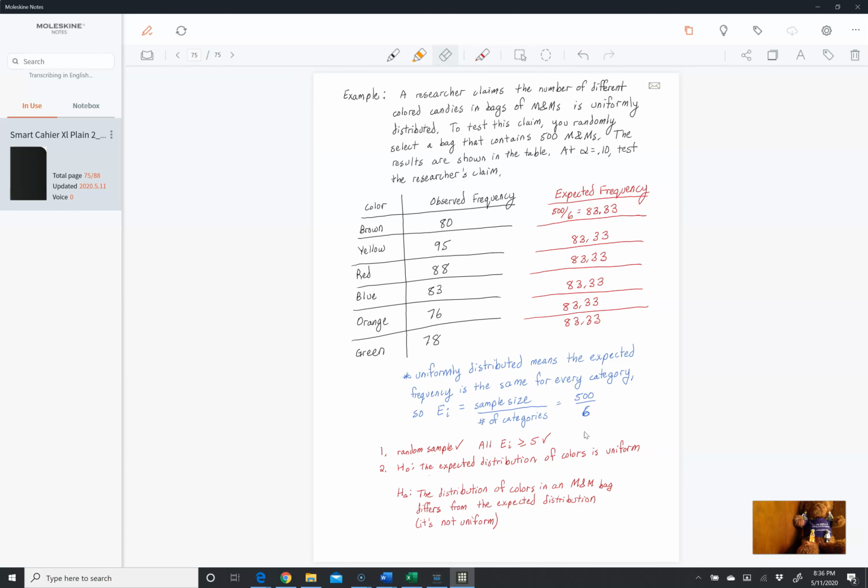Which is the claim? The claim is that it is uniform, right? Researcher claims the number of different color candy is uniformly distributed. So this is your claim.